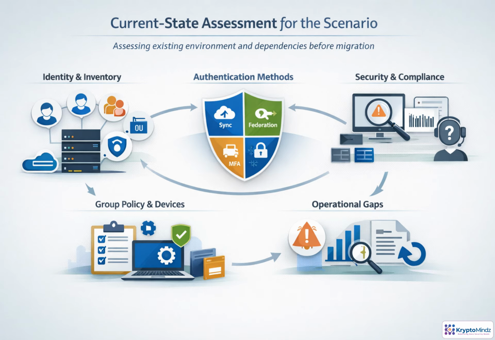Before choosing a migration design, build a fact-based picture of the environment. Inventory identities, groups, OUs, privileged and service accounts, devices, and application dependencies. Validate how users authenticate today, including password hash sync, pass-through authentication, federation, legacy protocols, and MFA readiness. Review group policy, device baselines, software deployment, and compliance needs. Also look for operational gaps in logging, alerting, help desk processes, and rollback plans. Each finding should translate into impact and action, so blockers are addressed before implementation begins.